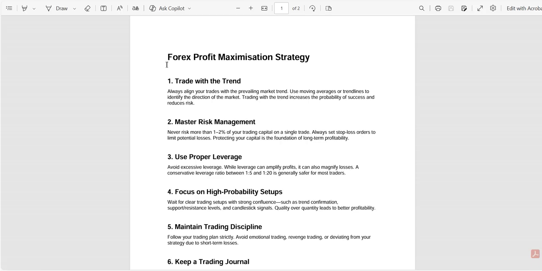Looking at point number 1 here, trade with the trend. This is the most important point that you see right here, trade with the trend. What does it say at the bottom? It says always align your trades with the prevailing market trend. Use moving averages or trend lines to identify the direction of the market. Trading with the trend increases the probability of success and reduces risk.